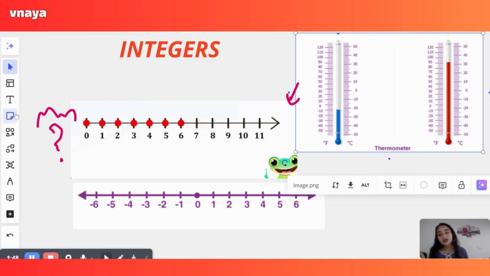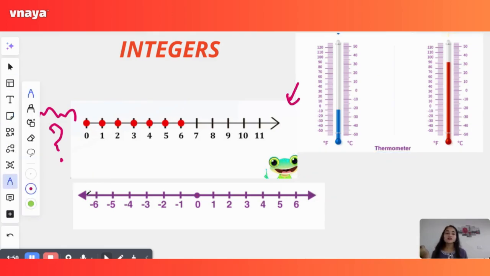And integers are those numbers which include the positive as well as the negative numbers. The positive numbers are on the right side of zero, and the negative numbers are on the left side of zero, or below zero. So, all these numbers, the negative numbers, zero, as well as the positive numbers, together we call integers.